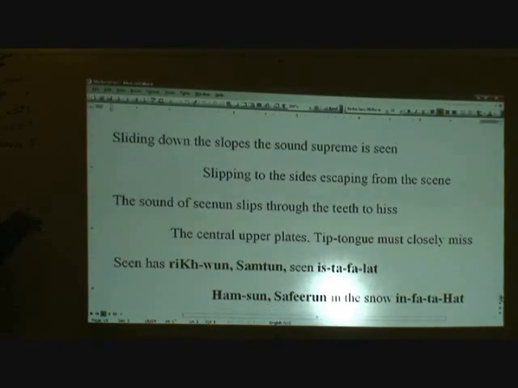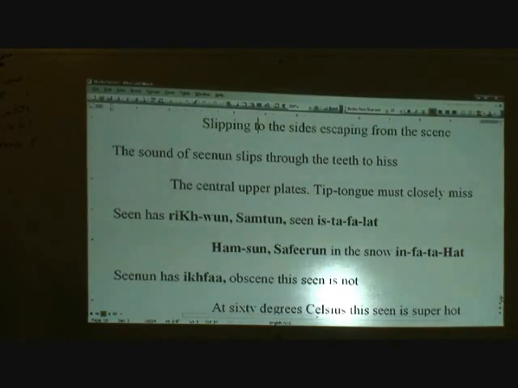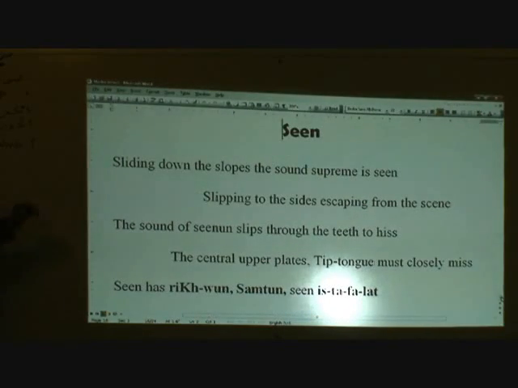Okay, keep going up. Thank you. I want the top of the poem. That's all I need. Right there. Thank you. It goes on, it says, "sliding down the slopes, the sound supreme is seen." Okay, put it here so they can see this.